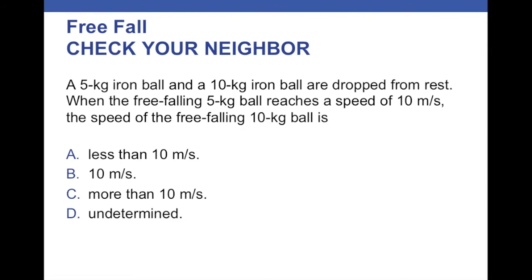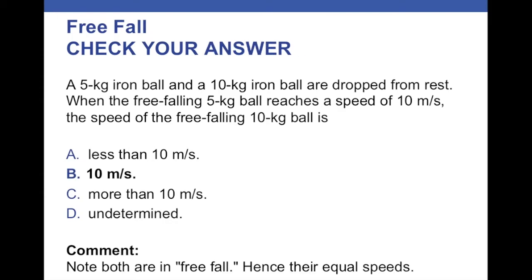A 5 kilogram iron ball and a 10 kilogram iron ball are dropped from rest. When the free falling 5 kilogram ball reaches a speed of 10 meters per second, the speed of the free falling 10 kilogram ball is B. It should also be 10 meters per second because their acceleration is the same.